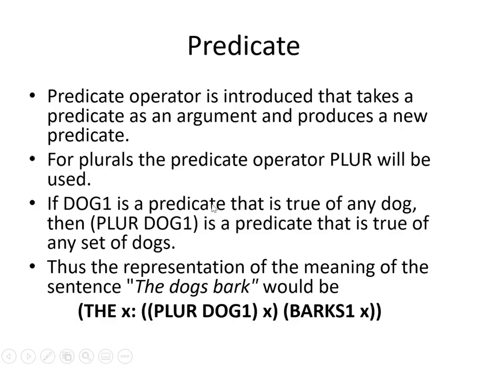If dog 1 is a predicate that is true of any dog, then plur dog 1 is a predicate that is true of any set of dogs. That means if you have a sentence, the dogs bark would be the X plural dog 1 who are X and barks X. So here initially you have dog D1. Those are plural, so to represent that we can use this plur predicate.